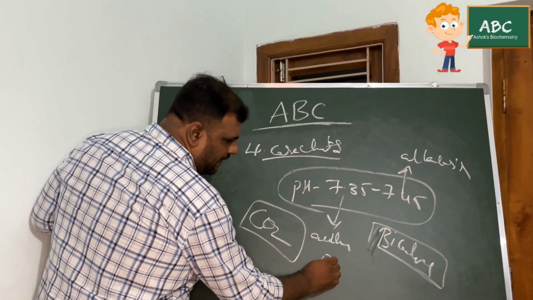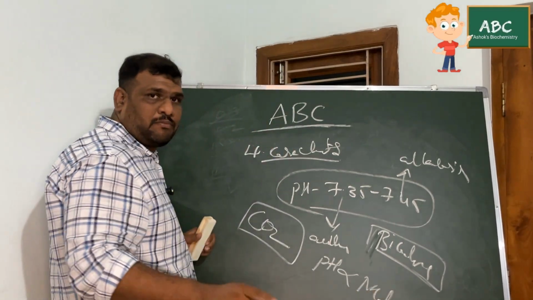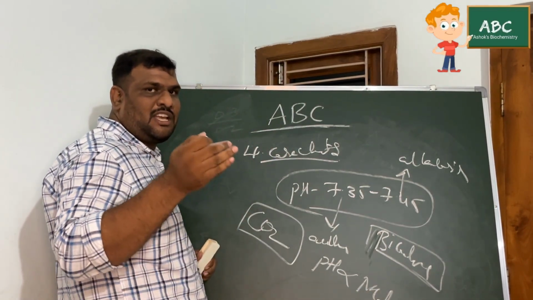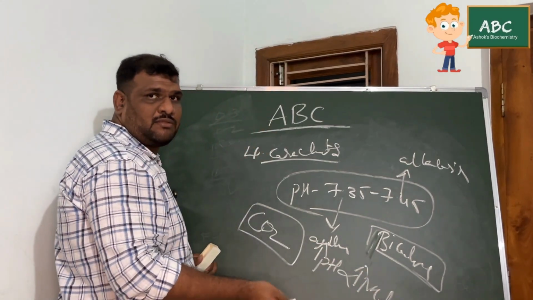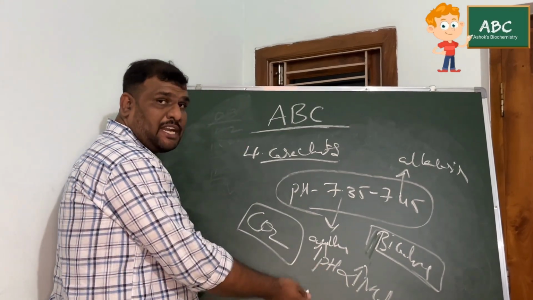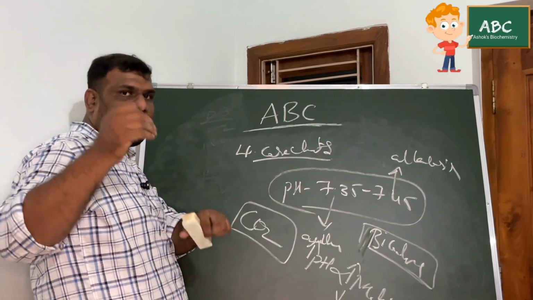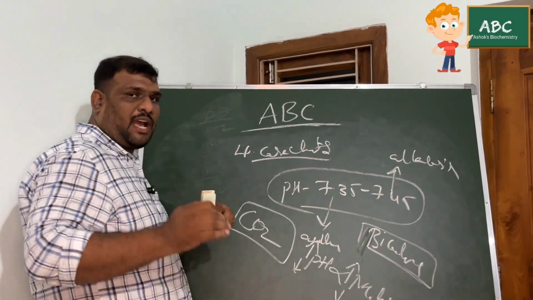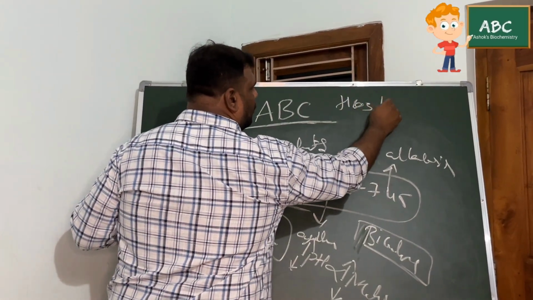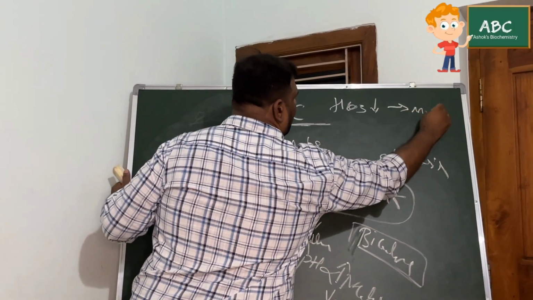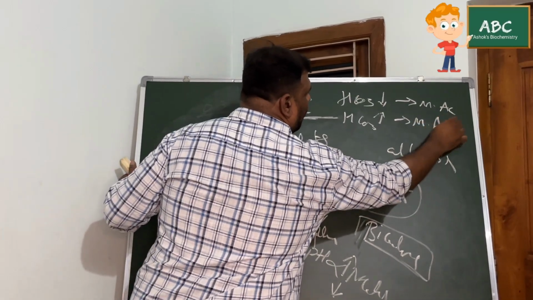It's easy. pH is directly proportional to your metabolism. That means if bicarbonates increase, your pH will increase. Metabolic alkalosis: pH increased, alkalosis, metabolism increased. That means high bicarbonates can cause metabolic alkalosis. Same thing when you have low metabolism, that means low bicarbonates, you'll have low pH. That means acidosis, metabolic acidosis. When bicarbonates are low, it can cause metabolic acidosis. When bicarbonates are high, it leads to metabolic alkalosis.